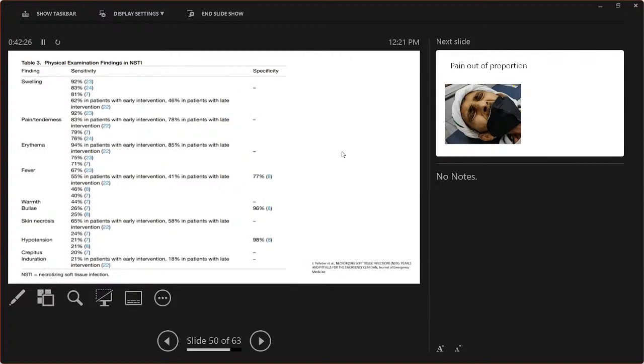This is the sensitivity of presentation of swelling, tenderness, erythema in the ED associated with crepitus, clinical signs of bullae, skin necrosis and crepitus.